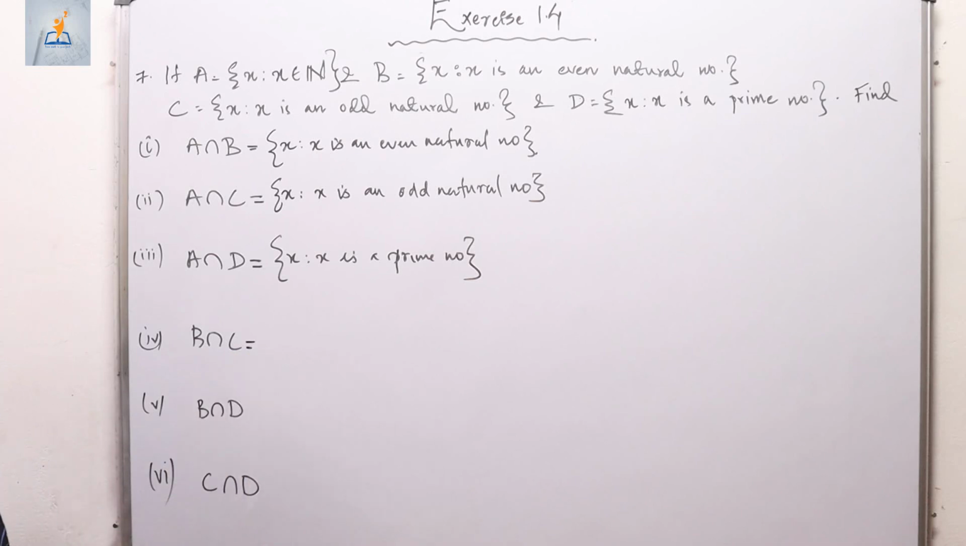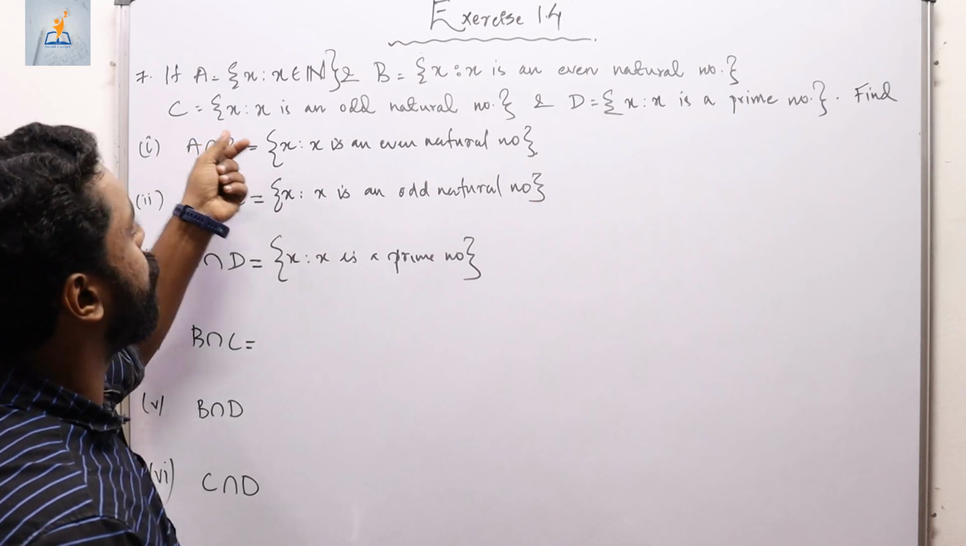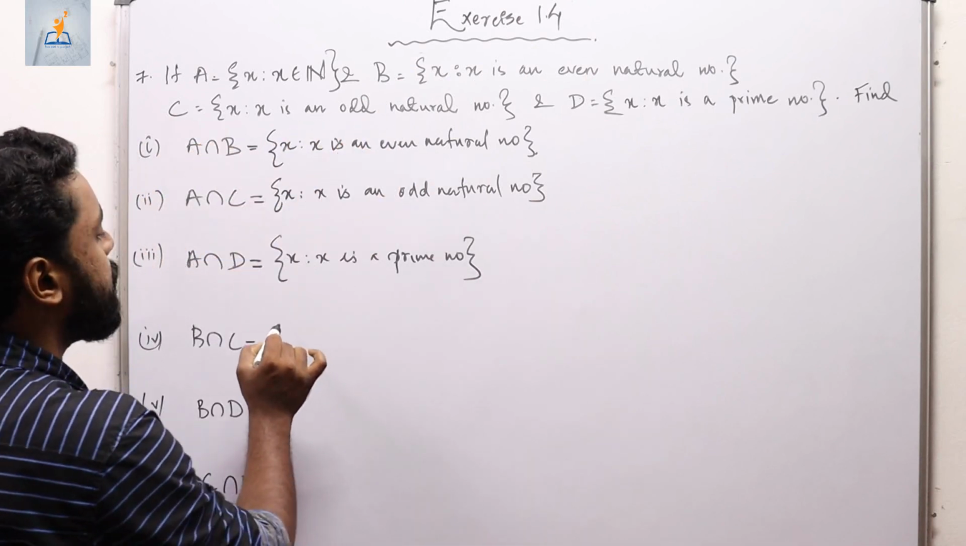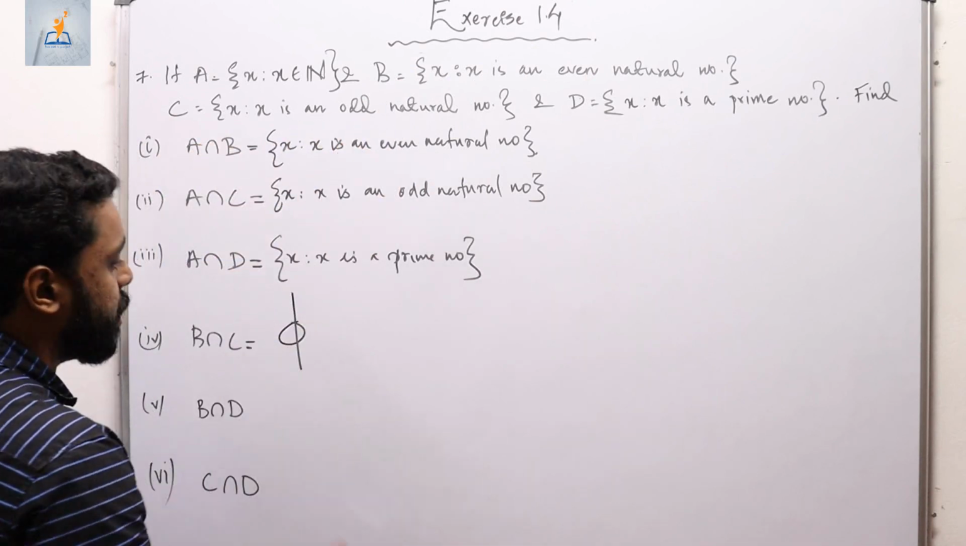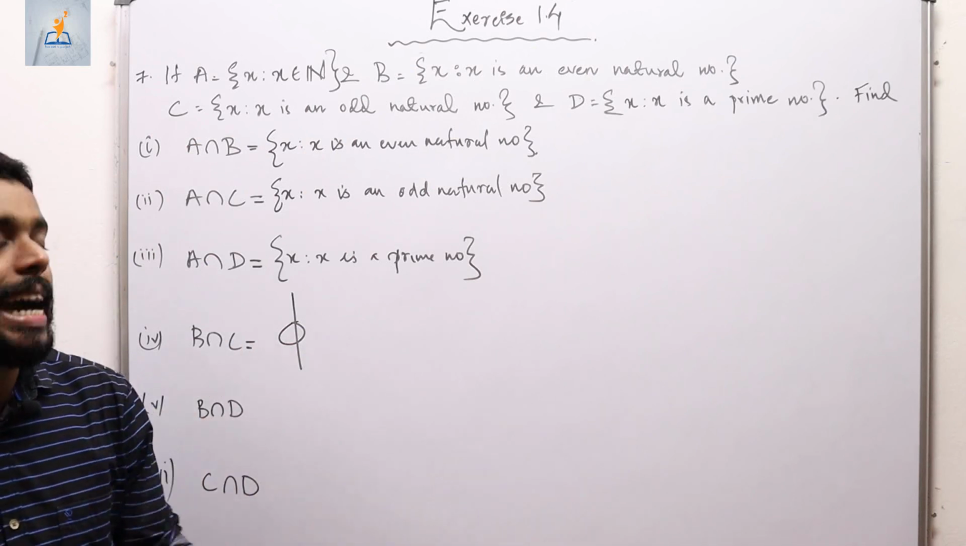Now B intersection C. B means set of all even natural numbers, C means set of all odd natural numbers. Hence it is clear that there is no element common to B and C. Therefore B intersection C will be the null set.